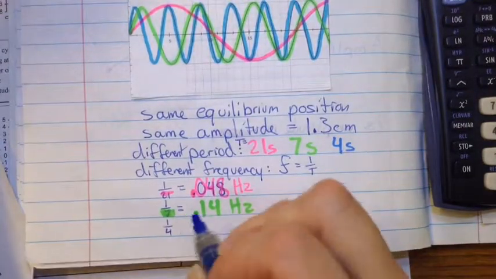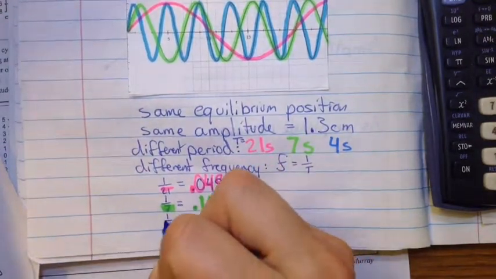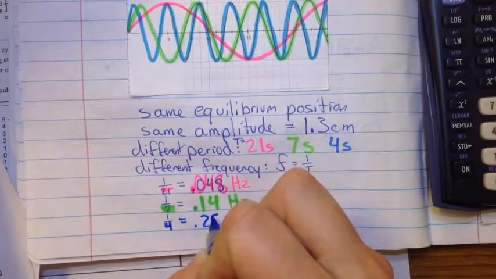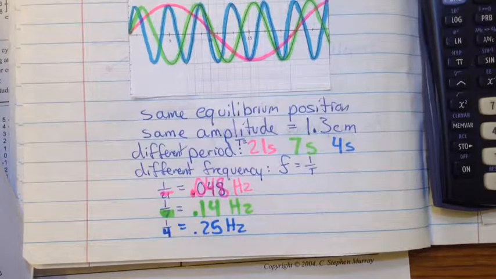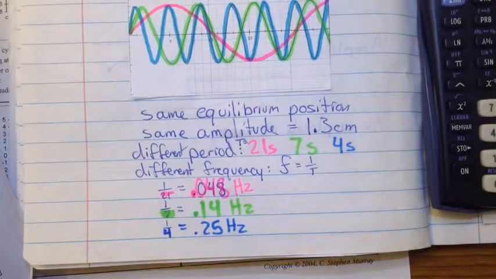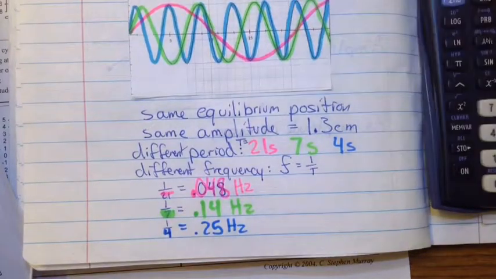All right. 1 divided by 4 is 0.25 hertz. That is the frequency for each one of those graphs. Now, with anything we've learned, the best way to really learn it is to practice. So now we'll go on to the practice worksheet.